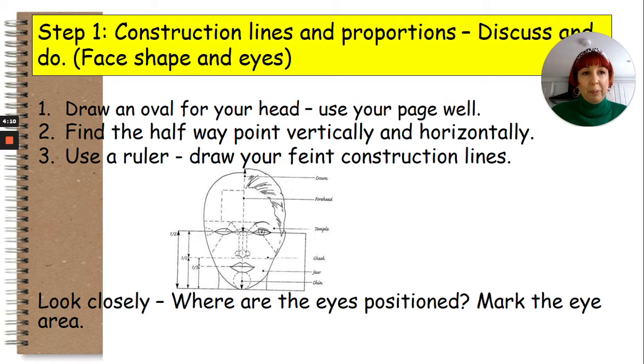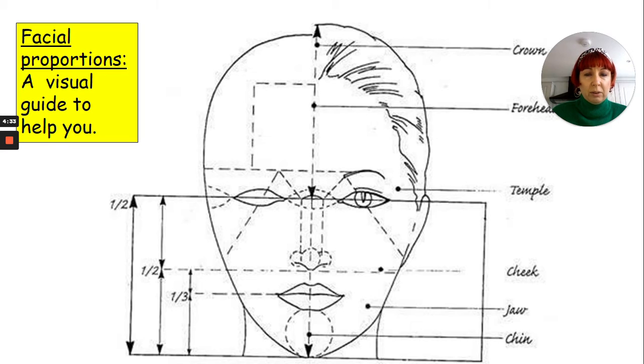So our step 1 is all about construction lines and proportions, and we're really going to be focusing on the position of our facial features, where our facial features are positioned. I'm just going to talk the diagram through with you first, and then I'm going to model to you how we're going to go about doing that. So just so you have a better understanding of the diagram, here is the oval for the face.